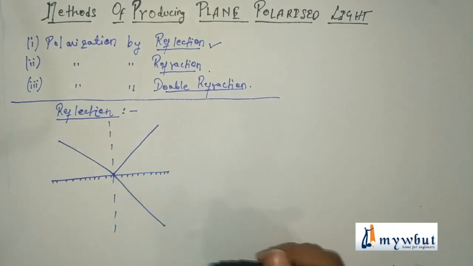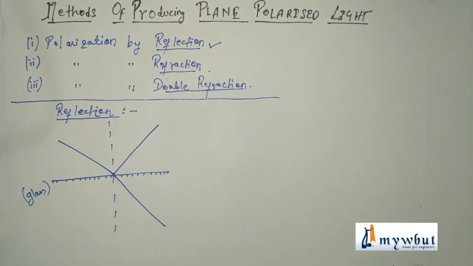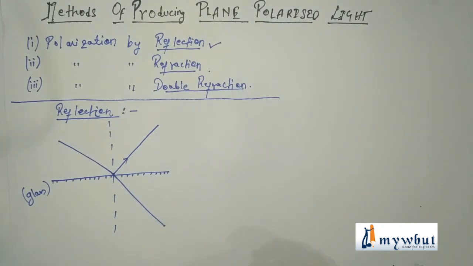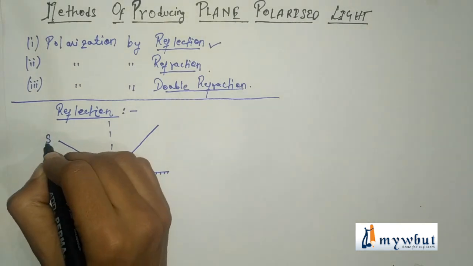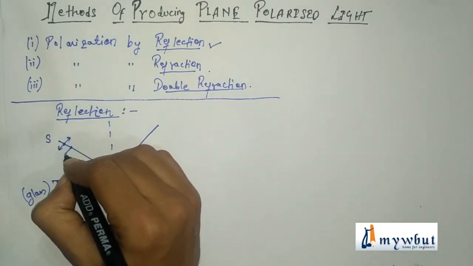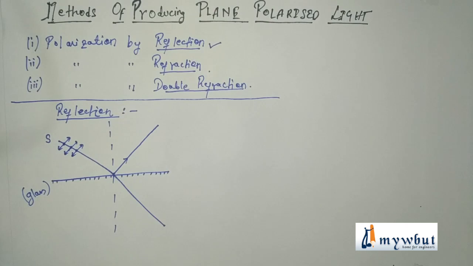So this observation was made by Sir E. L. Malus, a French scientist. He noticed that if a beam of ordinary light is incident on a partially reflecting transparent medium such as glass, so we are taking the example of glass here, the reflected beam, that is this one, is partially plane polarized. So let this be the source, and the incident beam be an unpolarized ray.